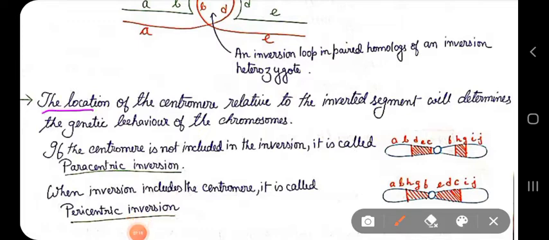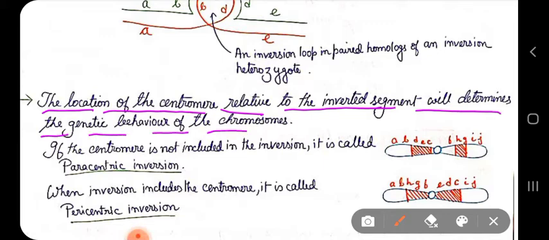So the location of the centromere relative to the inverted segment will determine the genetic behavior of the chromosomes. Depending on whether the inverted segment contains the centromere or whether the inverted segment is outside the centromere, inversions are of two types, and the genetic behavior of the chromosome depends fully on your inverted segment having the centromere or not.